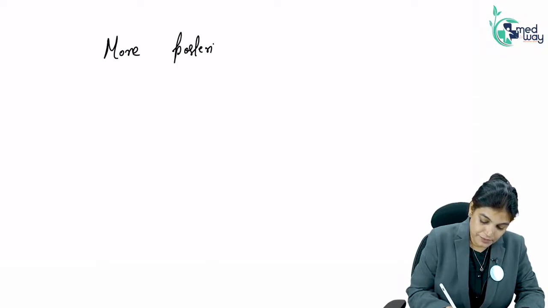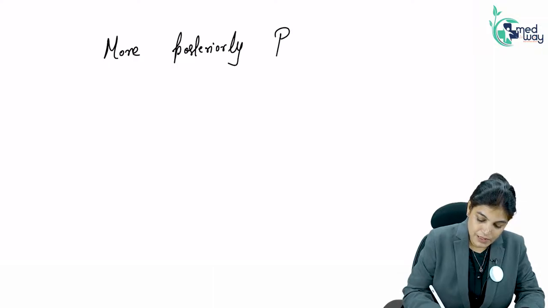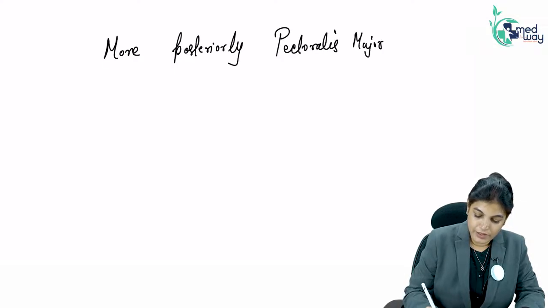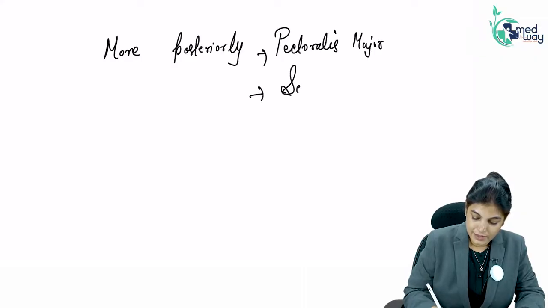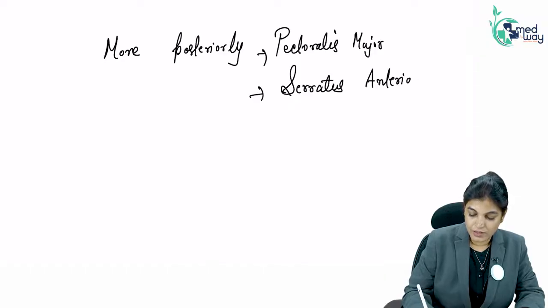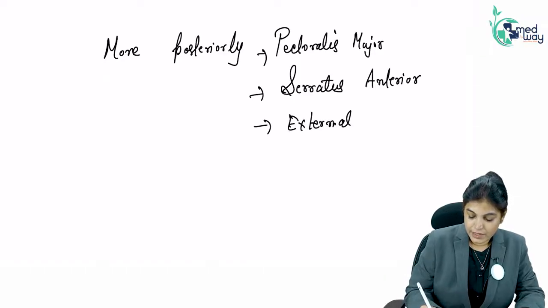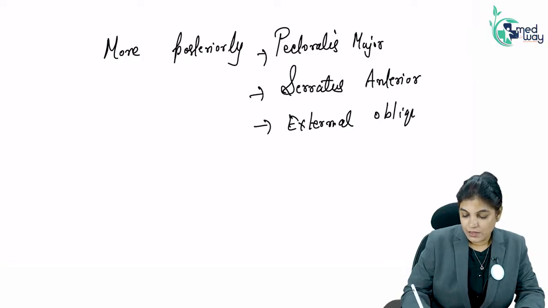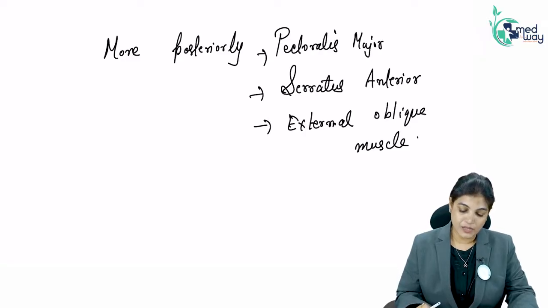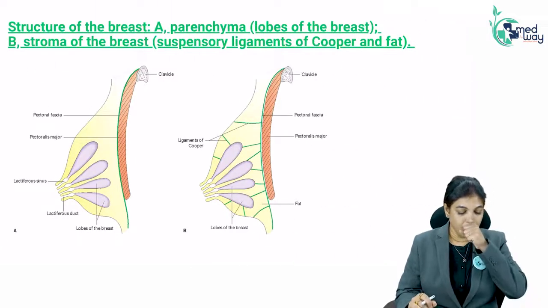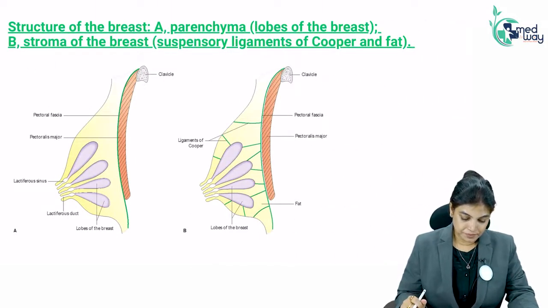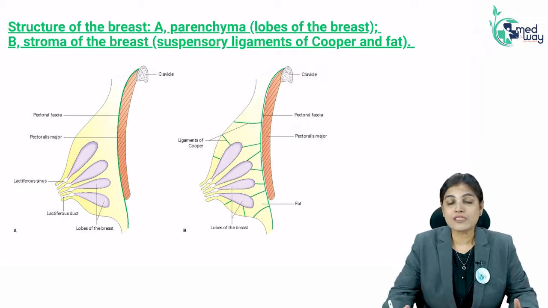More posteriorly, we have muscles like the pectoralis major muscle, the serratus anterior muscle, and the fibers of the external oblique muscle. So actually these are a few muscles forming a bed on which the breast is lying. Other than that, let's talk about the structure of the breast.